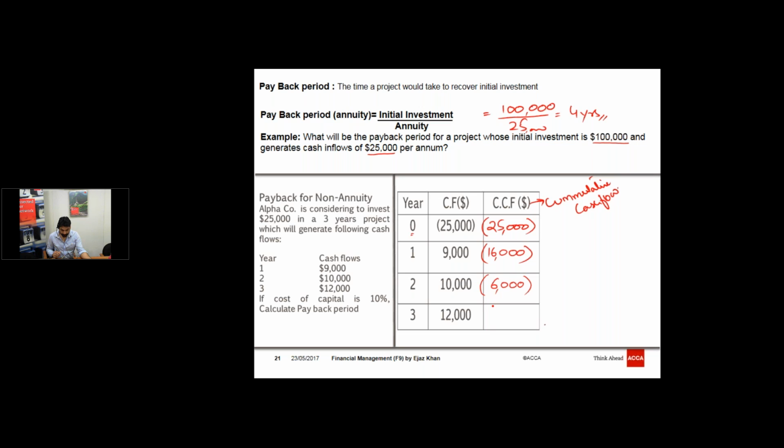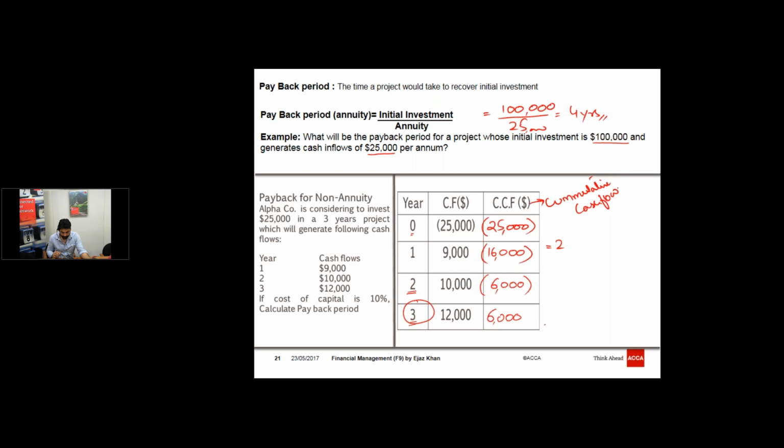And by the end of the third year, we have received a further $12,000, where we were supposed to receive $6,000 and we have received $12,000, so we'll be having a surplus of $6,000. This means that somewhere in year 3 we have recovered our investment. So it's clearly obvious that the project took 2 complete years and some part of the third year.